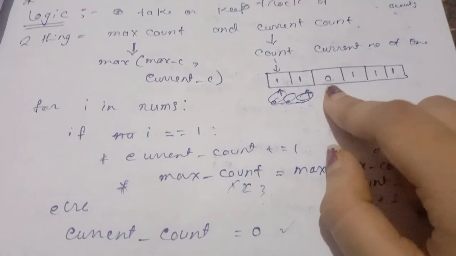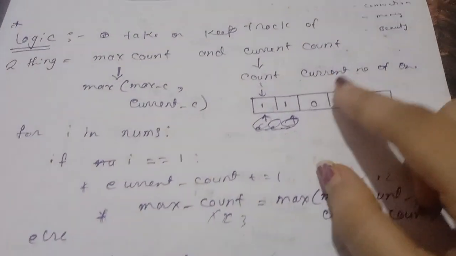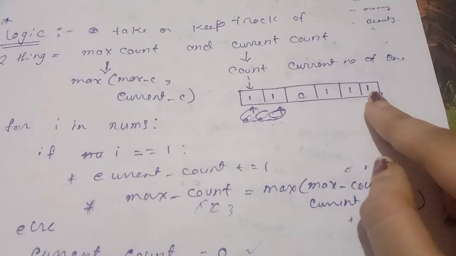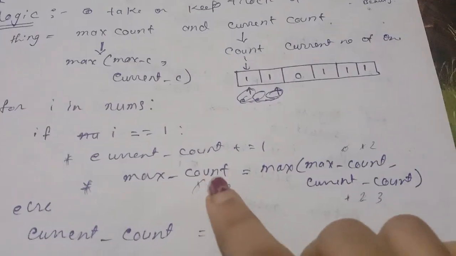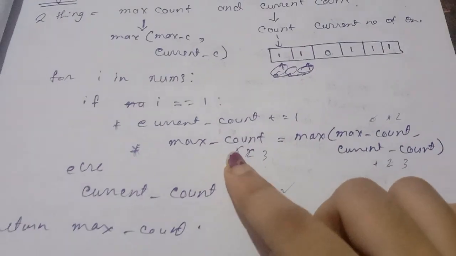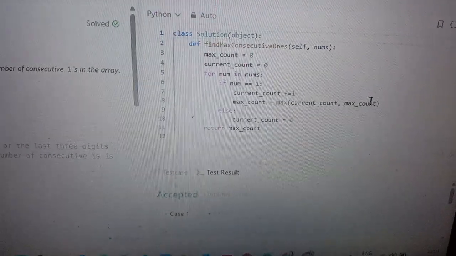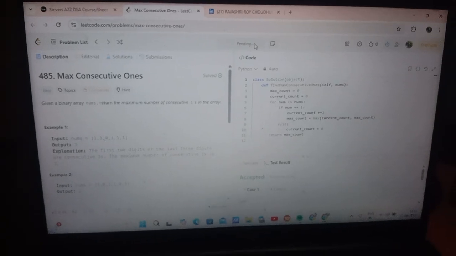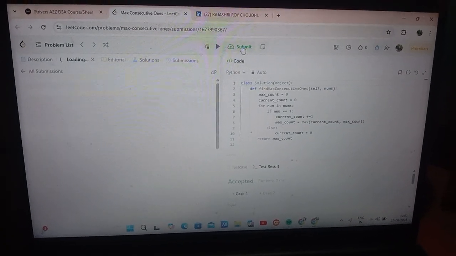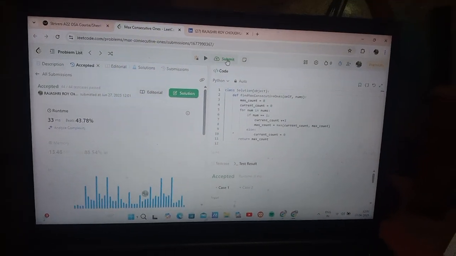As a result, the current count's value is set to 0. And the same process repeats for these three elements, which are all 1, so 1, 2, 3, like this the counting takes place and the values are stored in the max count. And like that we return the max count, and that's how we get the result. So this is the code, and let's submit it. Yes, this first one is done.